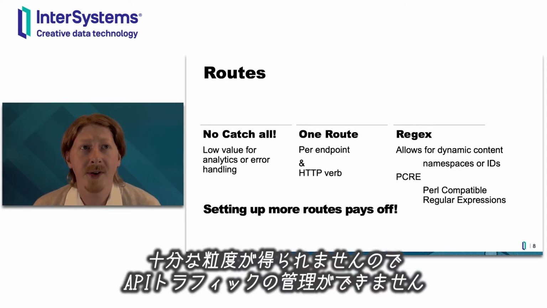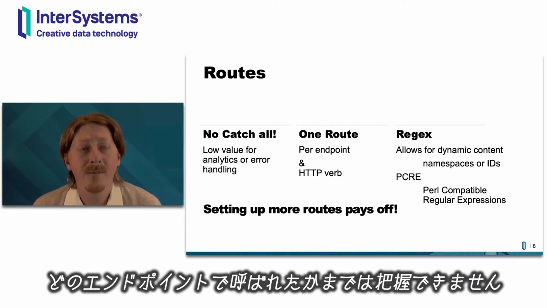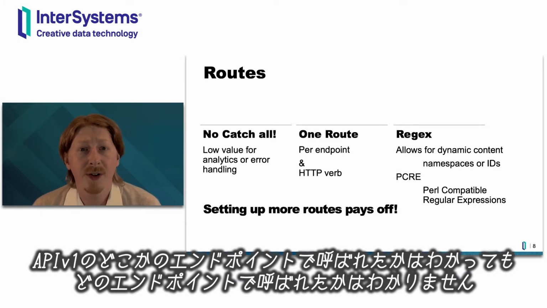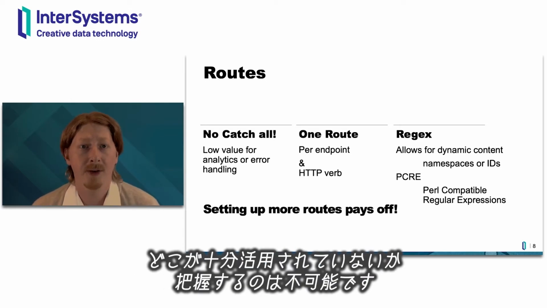It's not giving you enough detail, it's not giving you enough granularity to manage your API traffic. It's going to tell you, let's say, you got 5,000 requests over the last 5 minutes, but that's about it. You don't know which endpoints got really called. You only know that some endpoints somewhere in your API v1 got called, but not which ones, right? You don't know which of the endpoints has problems with authentication, which ones is getting a high load, and which ones are absolutely underutilized. You just don't know, right?